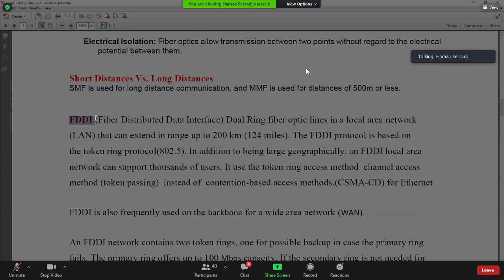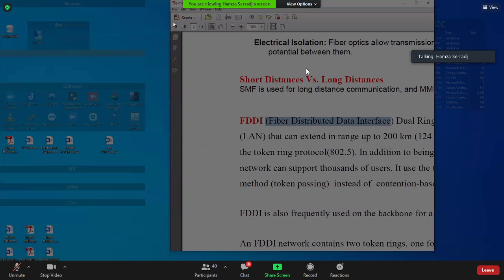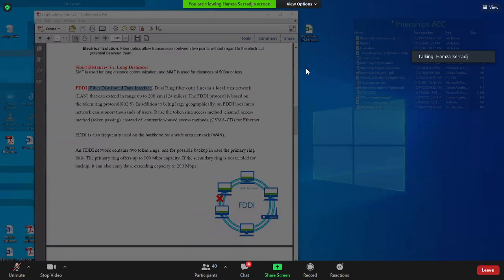FDDI. What the hell? A new term, something that we didn't know before. It's called Fiber Distributed Data Interface. Don't be scared, it's nothing. It's just a new technology that we use on fiber in the WAN and in the LAN, so we use it on both.